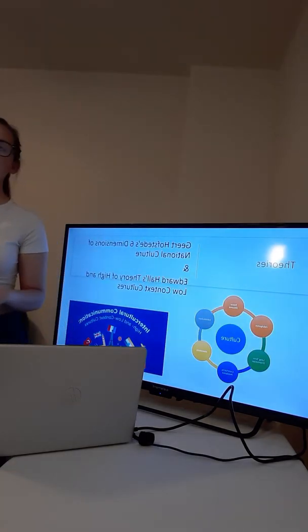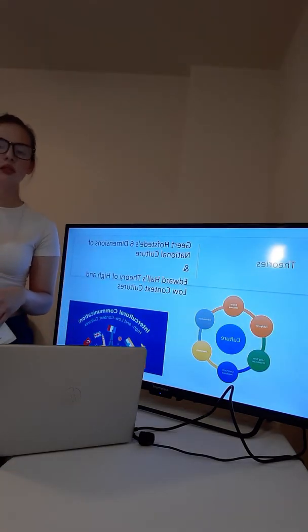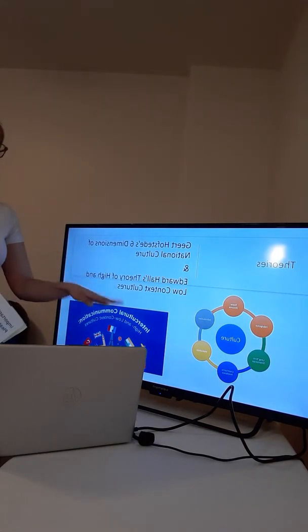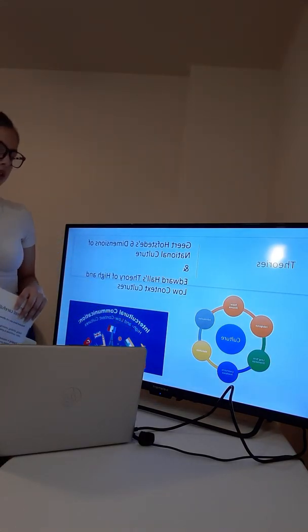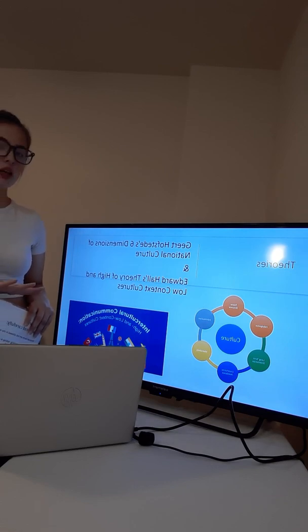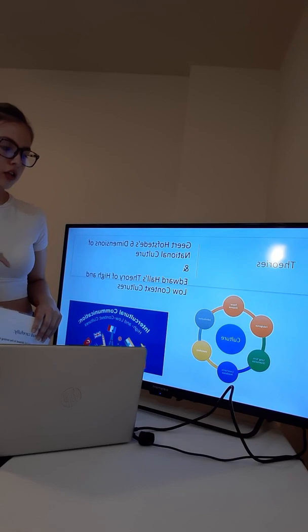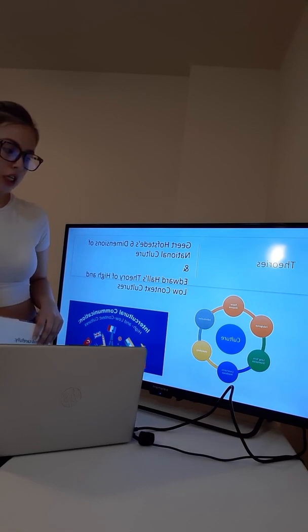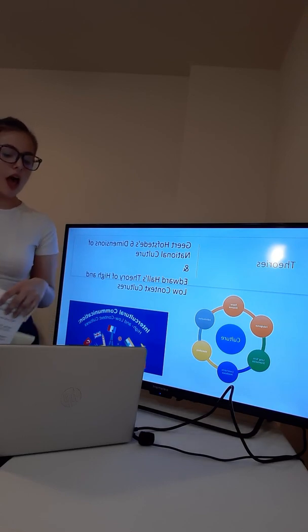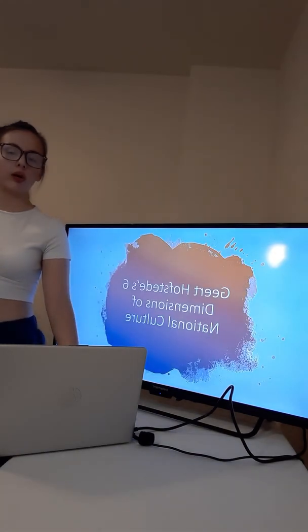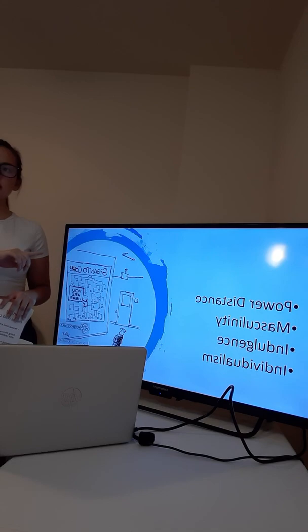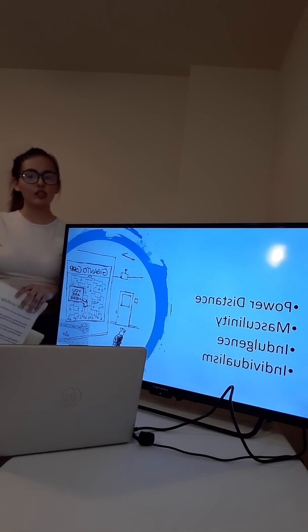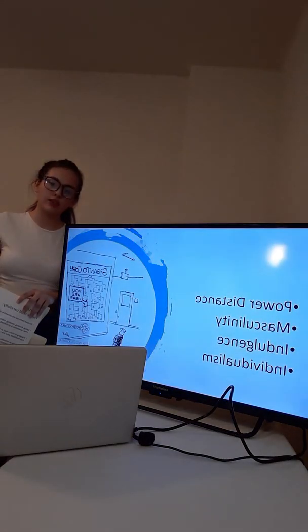Dimensions of social culture, they have 6 categories. So they are power distance, individualism, masculinity, uncertainty avoidance, long-term orientation, and indulgence. Out of those, we were asked to pick 4 of them. So I picked power distance, masculinity, indulgence, and individualism.